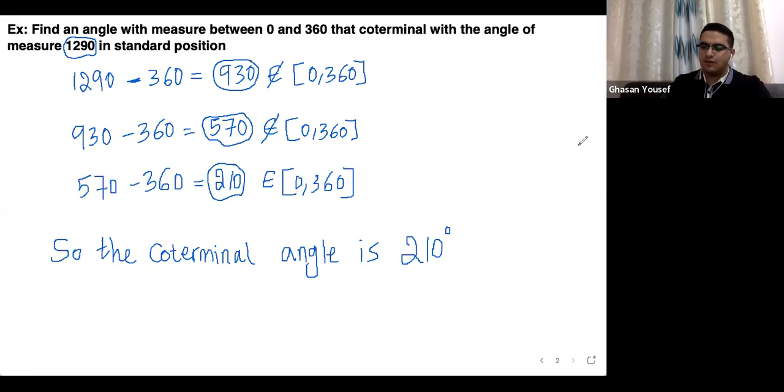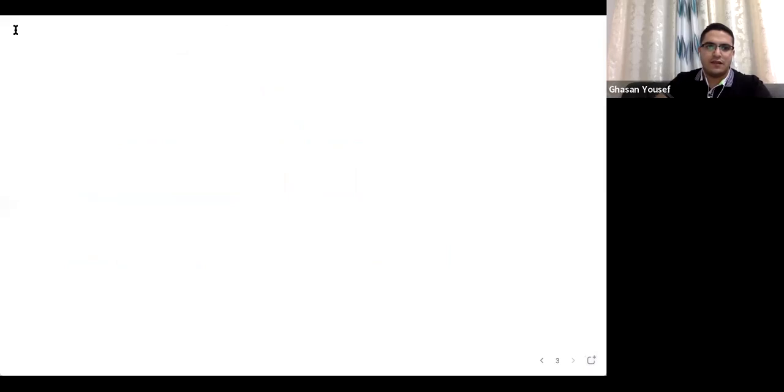Okay, so now we're going to the length of a circular arc. I'm going to give you a formula for how we can find the length of the circular arc.